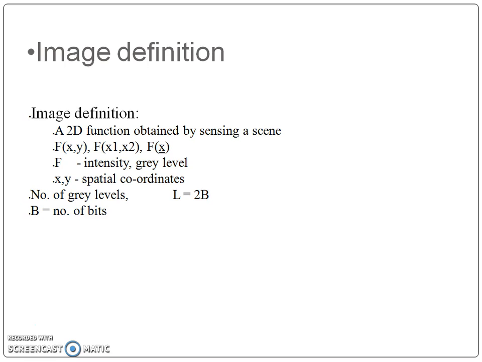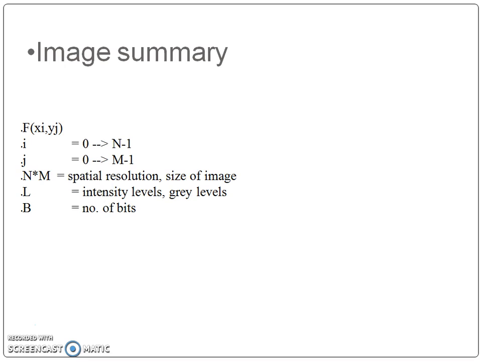So the image is represented as a two-dimensional function, f(x,y). f indicates the intensity or gray level, and x and y indicate the position, also called the spatial coordinate of that particular position. In f(i,j), i indicates rows and j indicates columns, and the size, or spatial resolution, is the number of rows and columns.